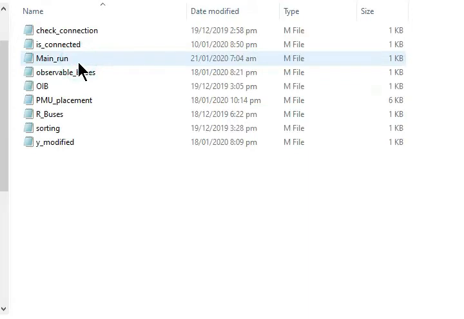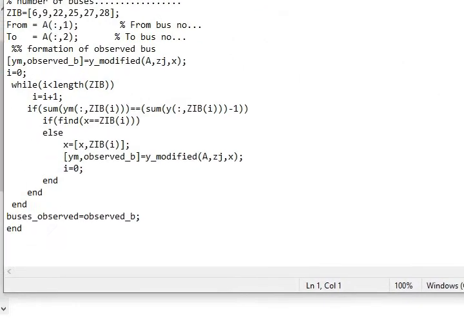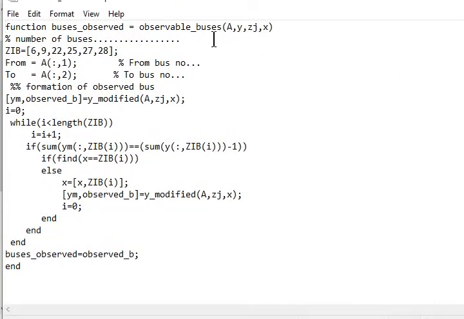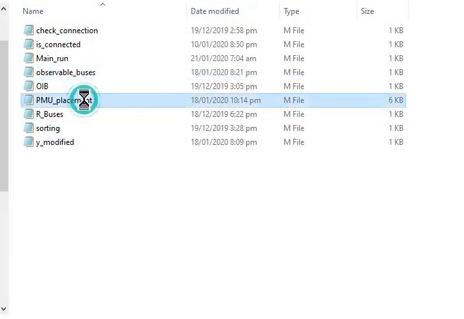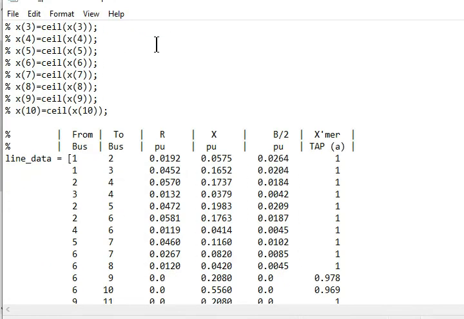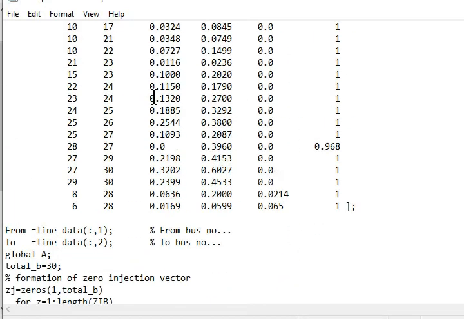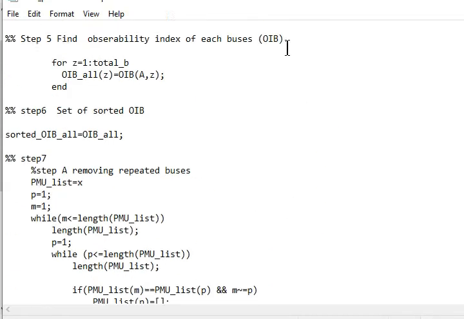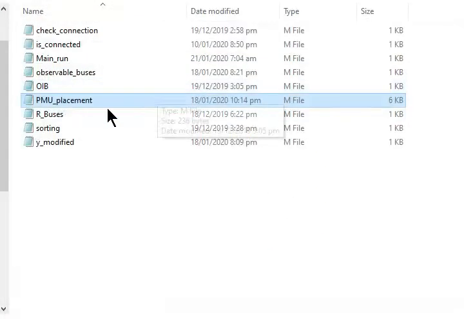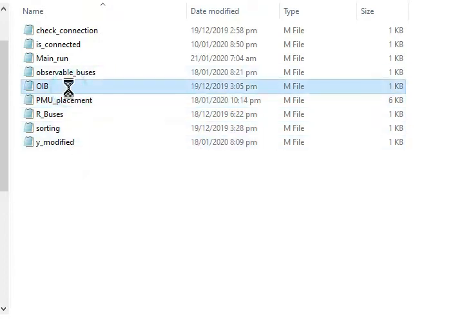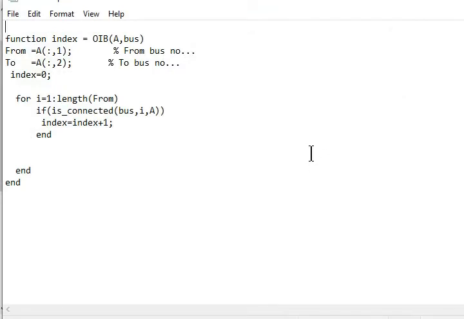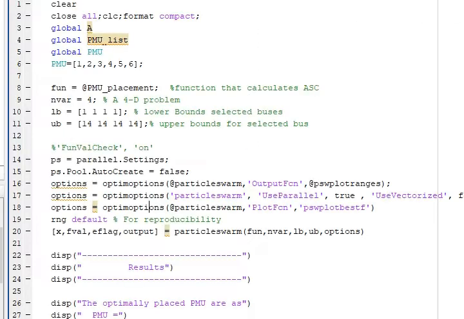So for example, there are different functions to find the observability, to find the connectivity, and to find the PMU placement. This is the line data of that 30 bus system, and similarly there are different functions here for sorting and Y calculation, and for how these buses are indexed in the different matrices. So let's see the simulations.